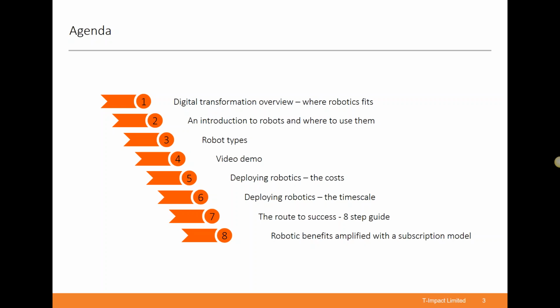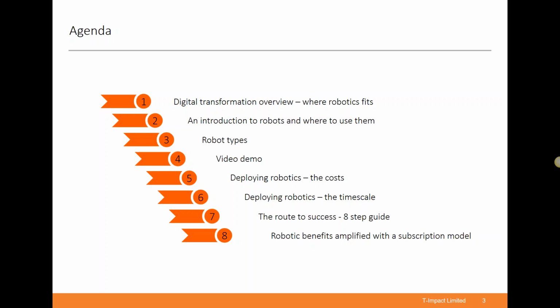So we'll start with an overview of digital transformation, and I'll take a couple of minutes to outline the best approach to a digital transformation project and where robotic process automation fits into the digital transformation landscape. I'm then going to give you an introduction to robots and the different types of robots you can deploy in your organization. I'm going to show you a demonstration video of a robot we developed internally at T-Impact for a marketing process, and talk to you about how that relates to processes in your own organization.